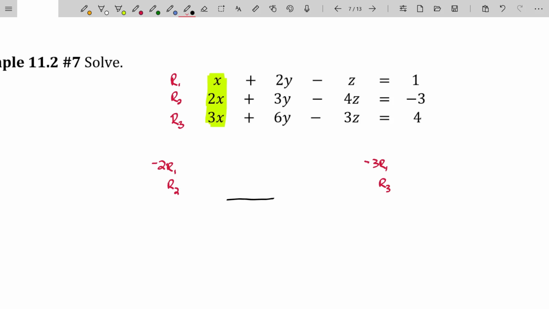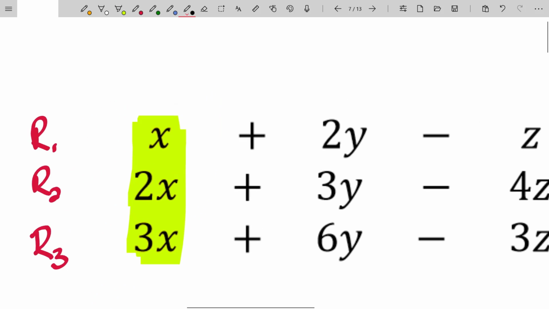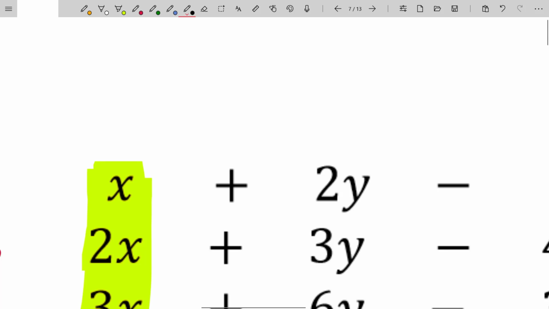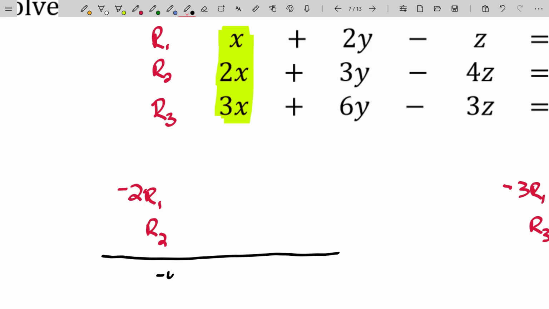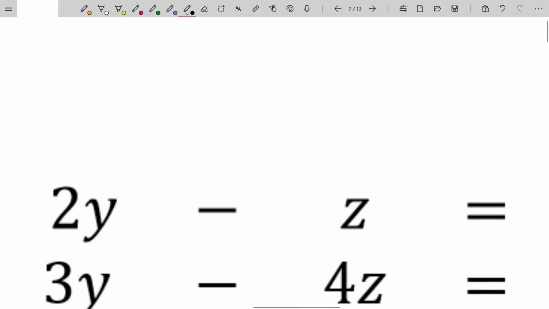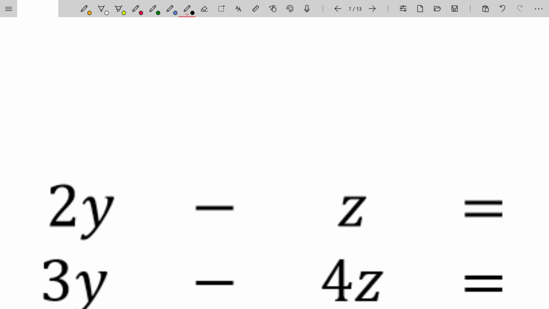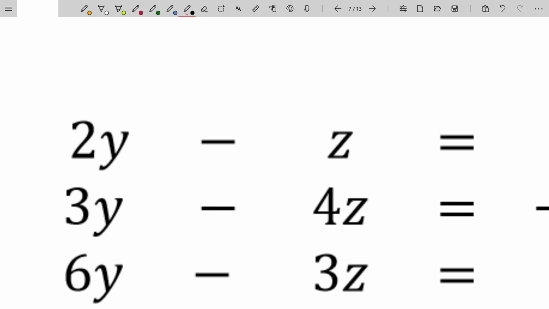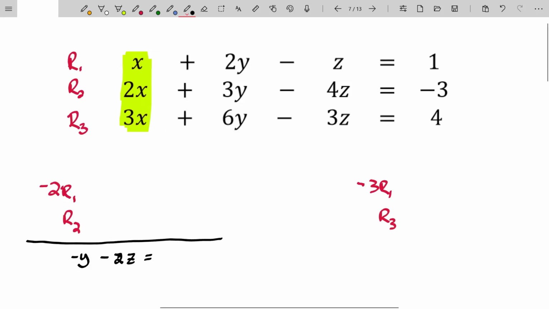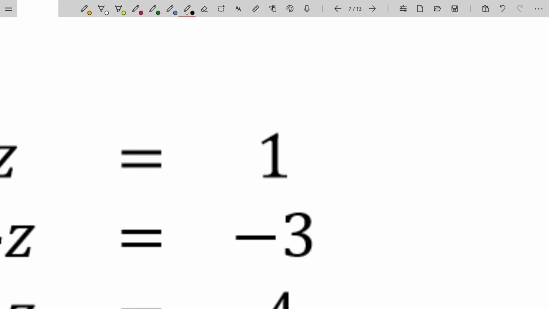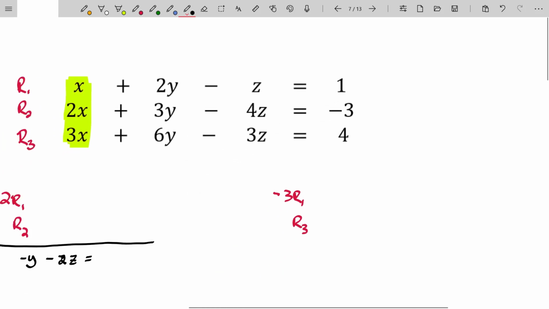So that's my battle plan. Let's go ahead and do that mathematics. -2 times row 1, add it to row 2. So that'd be a -2x plus 2x. Those cancel each other out. You'd have a -4y plus 3y, that'd be a -y. And then you'd have a -2 times a -z, or a positive 2z, minus 4z, which is -2z. That's -2z, sorry. Z is equal to, and again, a -2 times 1 is a -2, plus a -3 is a -5.